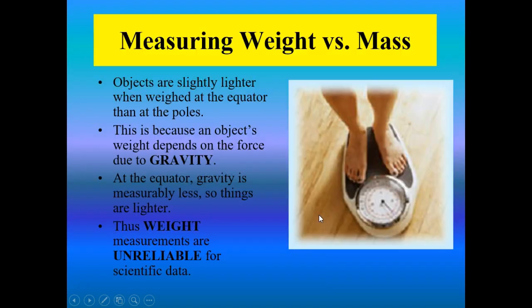Measuring weight versus mass. When we're in chemistry, don't say I'm going to get the weight of something. We're going to get the mass of something. Weight has to do with gravity. That's something in physics. We're not going to pay too much attention to the weight. We're going to look at the mass. Weight is unreliable. Think of it like this: if you go into outer space, you're going to weigh less. If you go to the equator, you're going to weigh less. If you go underwater, you're going to weigh more.